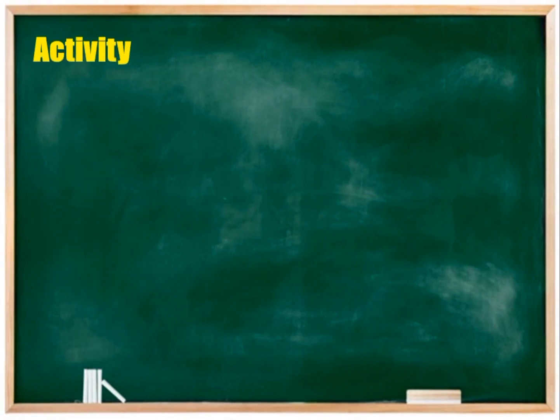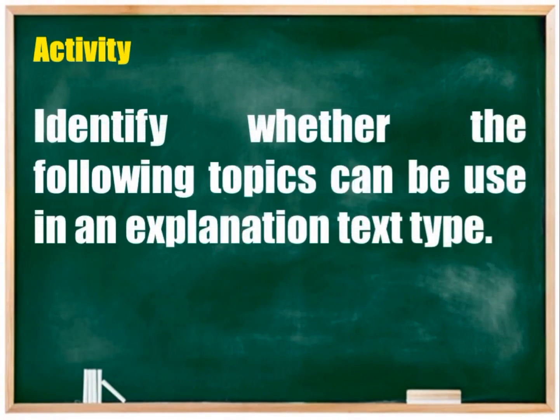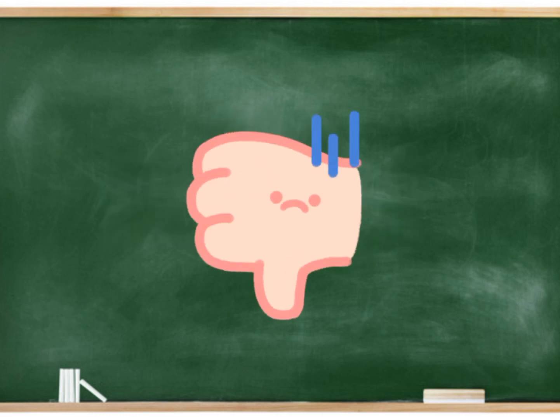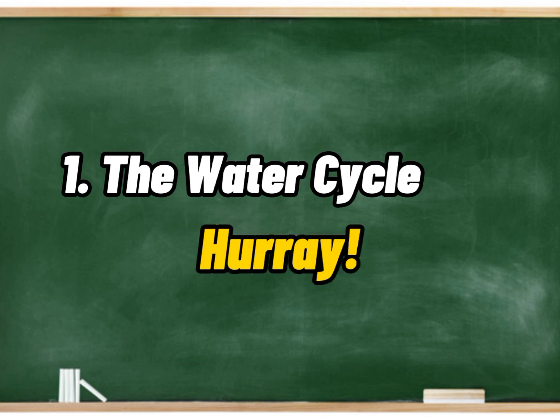For your activity, you are going to identify whether the following topics can be used in an explanation text type. Say hooray if the topics can be used, and thumbs down if not. Number 1, the water cycle. Very good. It's hooray.